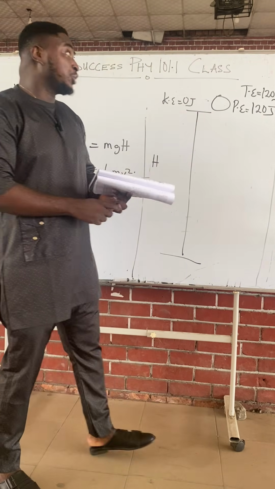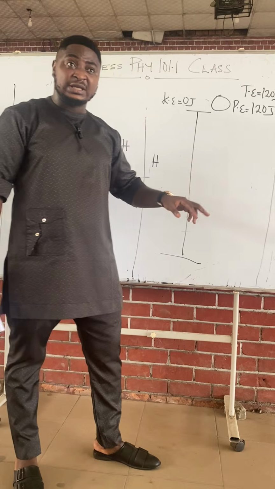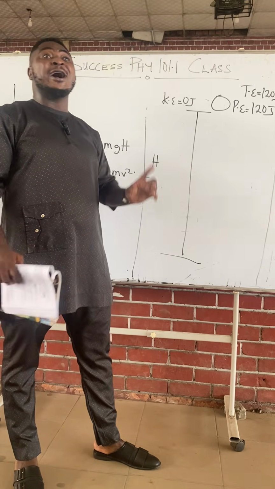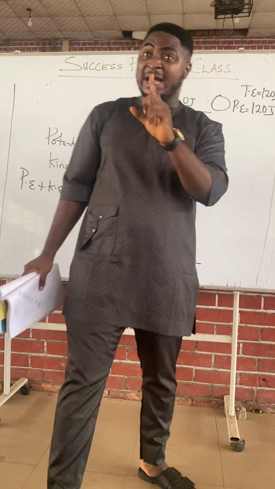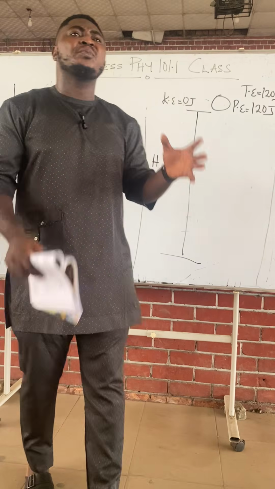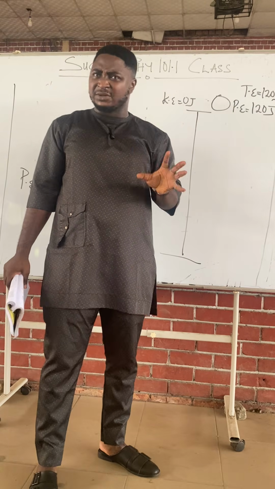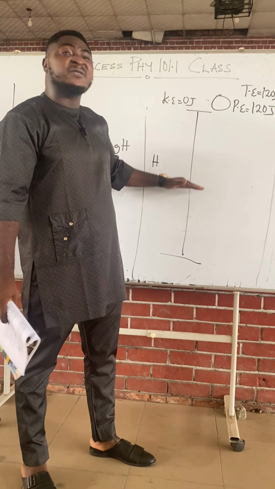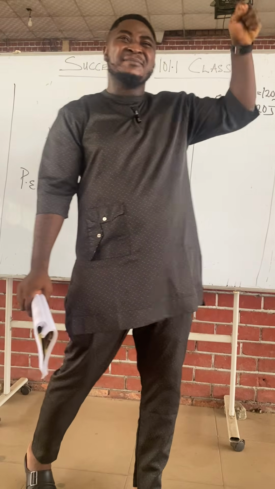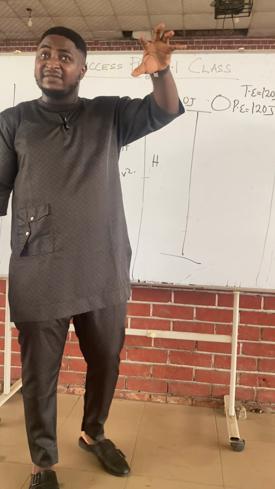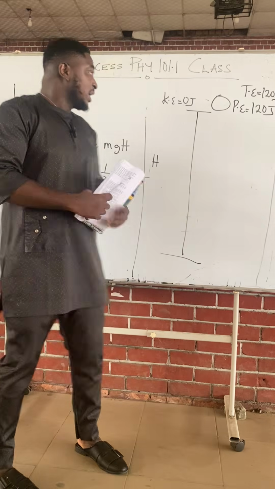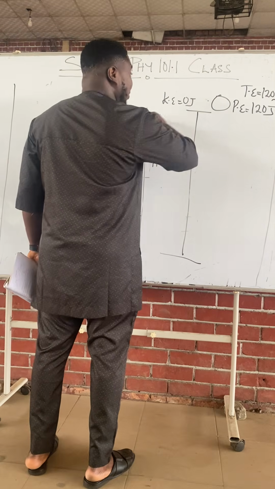Don't forget that total energy, total mechanical energy, must be conserved, 120. At every stage in motion of this body, by the time you add up potential plus kinetic, you must always have 120. That's what the law of conservation of mechanical energy is talking about. At every stage of motion of this body, as it's falling down, the total mechanical energy is conserved. It never changes, never.